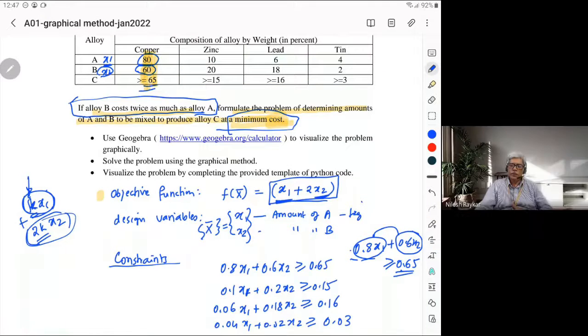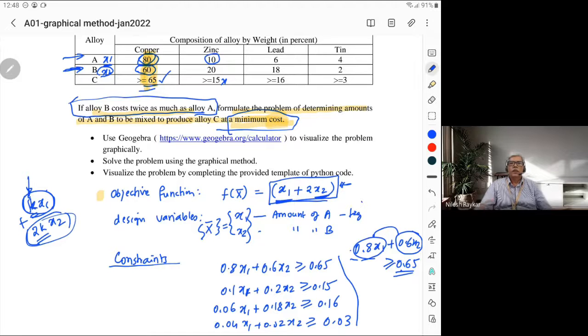So when somebody, let's say, wants to take zero amount of B and 100% of A, then you will get 80% copper, which satisfies. But you will get only 10% zinc, which doesn't satisfy. So you have to add some amount of B. How much you have to add? You have to find the balance between the two. As you start adding, the proportions will keep on changing. So this 4 becomes your constraint equations. This becomes your objective function.